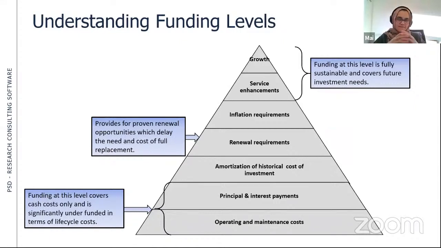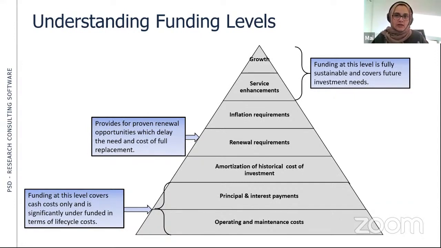Now, when we're looking at funding, now that we're talking about financial strategies, we often see that council is typically more interested or concerned with growth or service enhancement when it comes to assets and projects. And that's really just the tip of the pyramid. When we're looking at aligning with strategic goals, aligning with the levels of service that are defined, growth and service enhancements are typically the last thing you want to look at. That's really once you've reached a sustainable level of service and funding, that's when you can really look at growth and service enhancements.